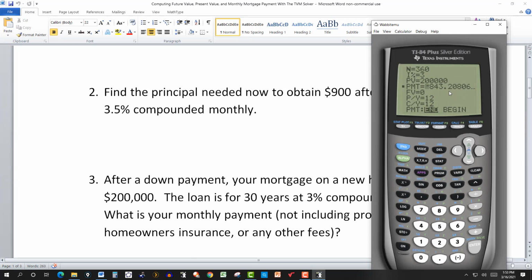Now you can compute the actual interest you're going to pay in the long run over the 30 years by multiplying the payment, 843.21, by the number of payments, 360, and then subtracting 200,000. That tells you the interest that you pay. Remember, to that you're going to add property tax, insurance, and whatever other fees you have to pay in your state. There are formulas that you can work these with also, and I've done some of these in the past. But for right now, this is using the TVM application on this particular calculator.